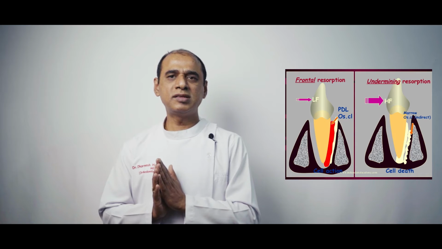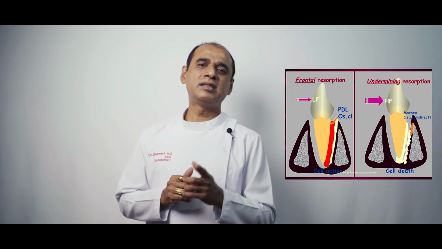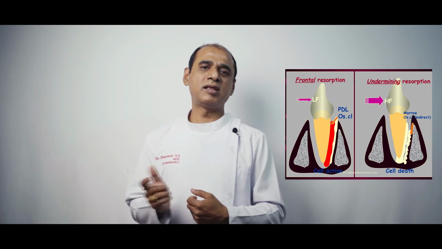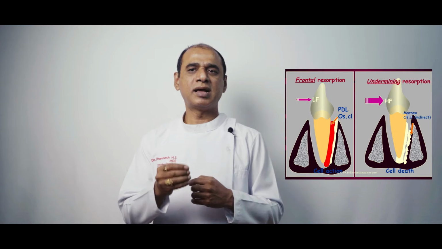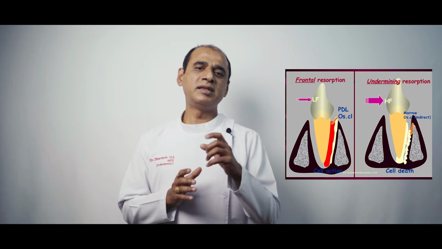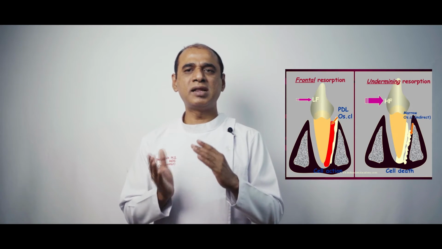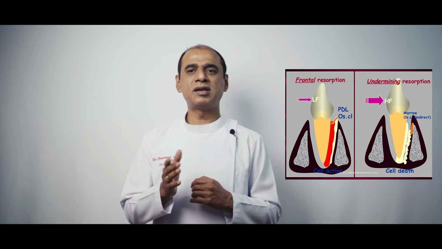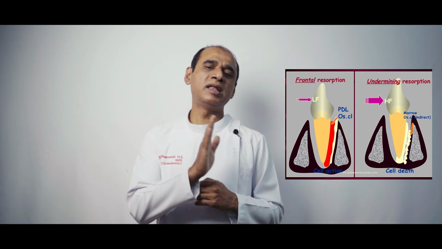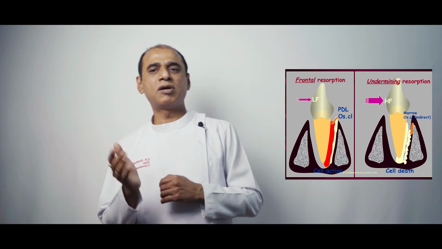After a gap of few days, the hyalinized zone will be invaded by the cells from the adjacent normal areas of periodontal ligament. The osteoclasts begin to appear in the adjacent bone marrow spaces and initiate resorption from the underside of the bone adjacent to the hyalinized periodontal zone. The resorption occurs from the underside of lamina dura and not from the inner wall of the tooth. Therefore, it is called as undermining resorption.